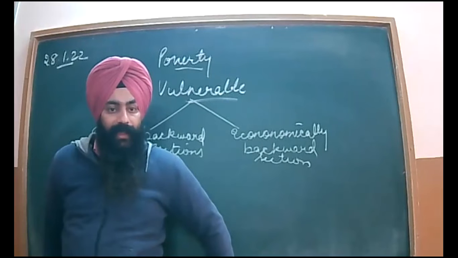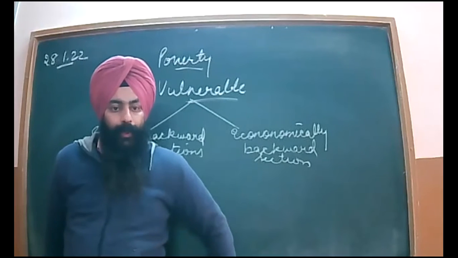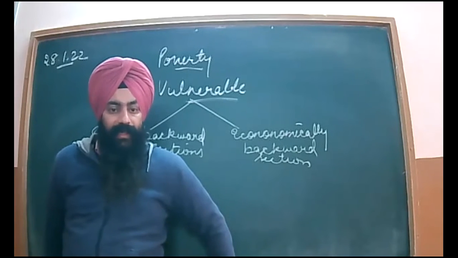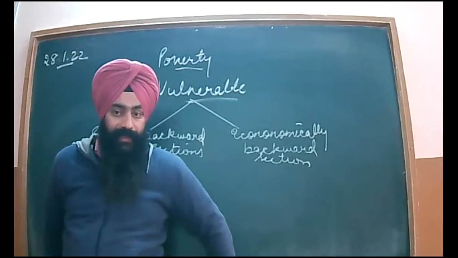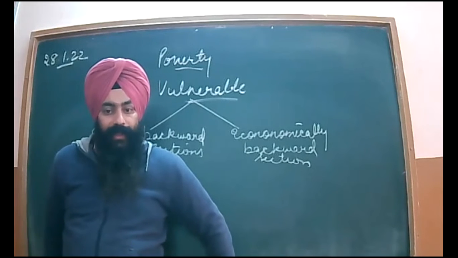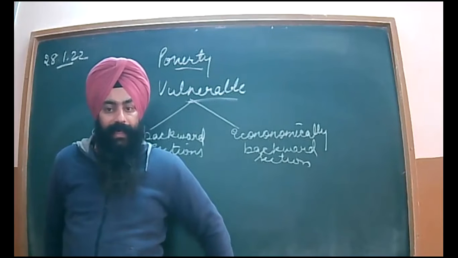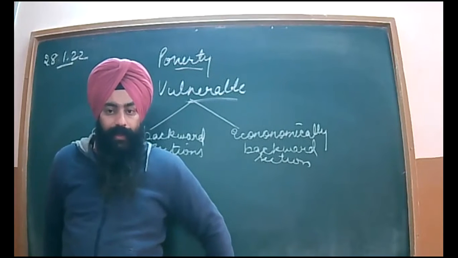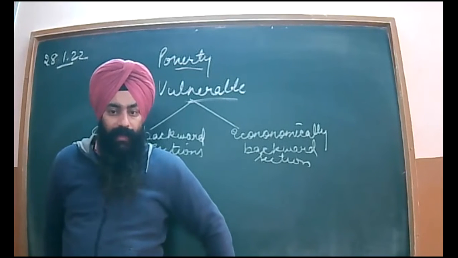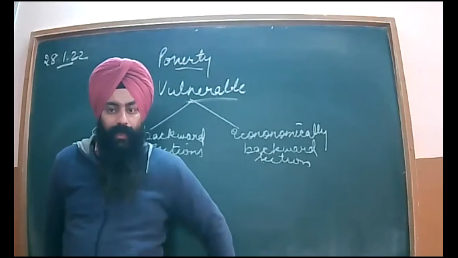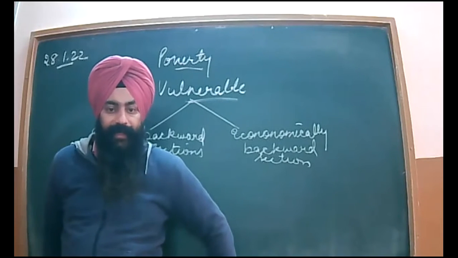For example, political instability. Political instability is the result of unemployment prevailing in the economy. If the workforce is not getting jobs, then they will not cast their vote in favor of such politicians who are not doing work for the country and for their areas. Clear?